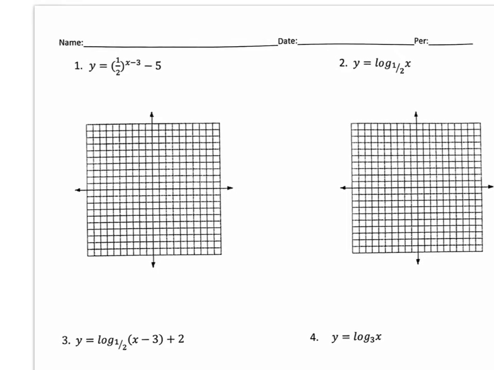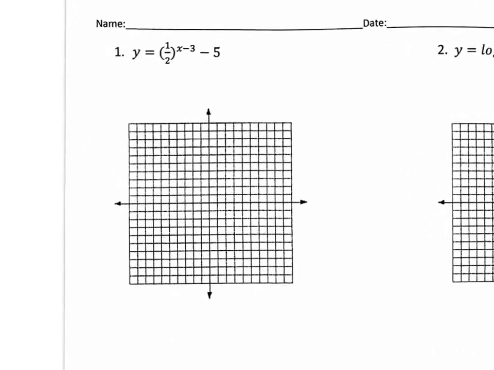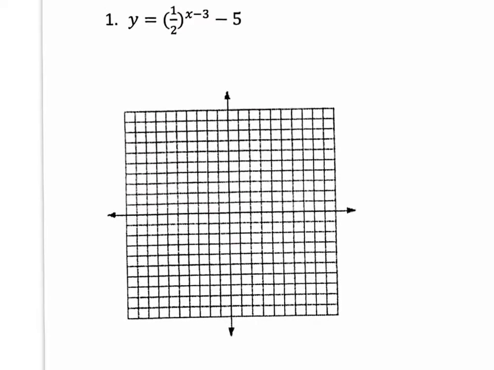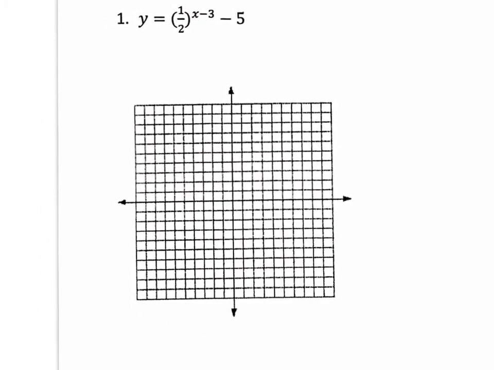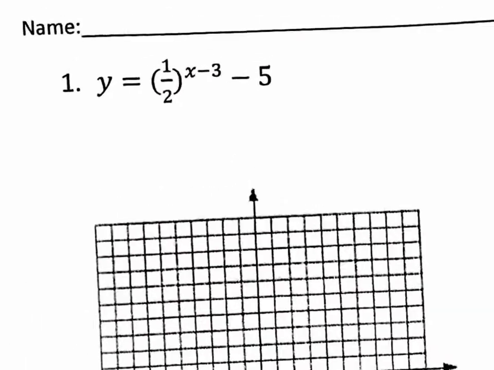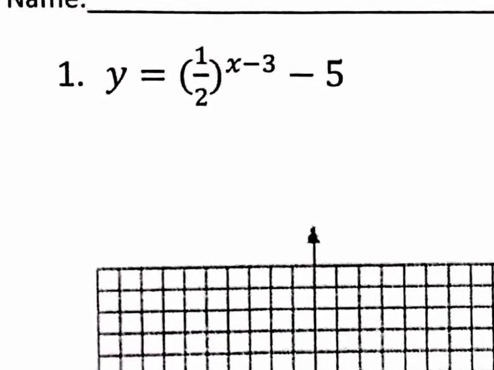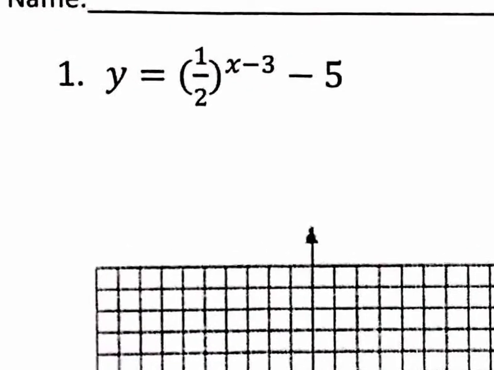Alright guys, so the best way to learn how to graph logarithms is to go back and review graphing exponential growth and decay functions. So right here we have an exponential decay function, and like always the first step is to identify h and k. So your h value is what? Positive 3, and your k value is what?